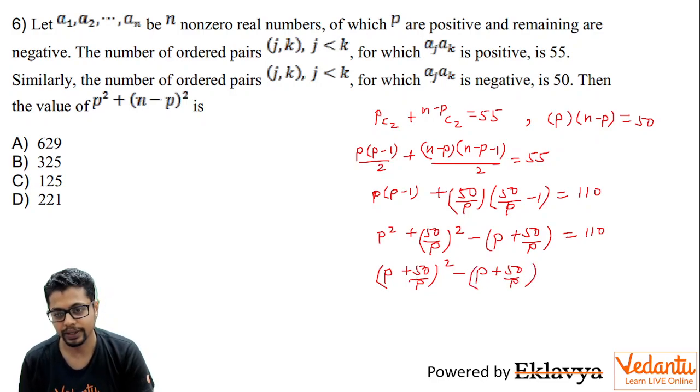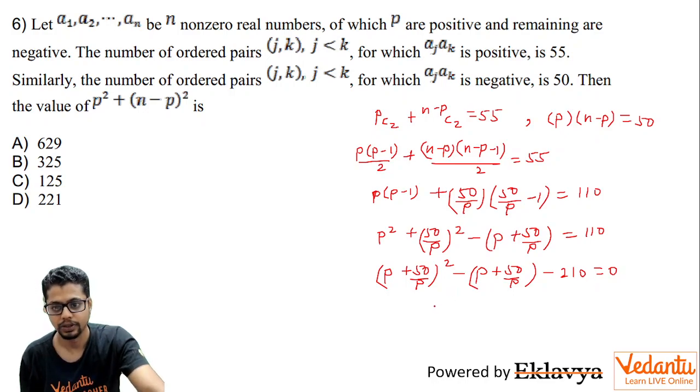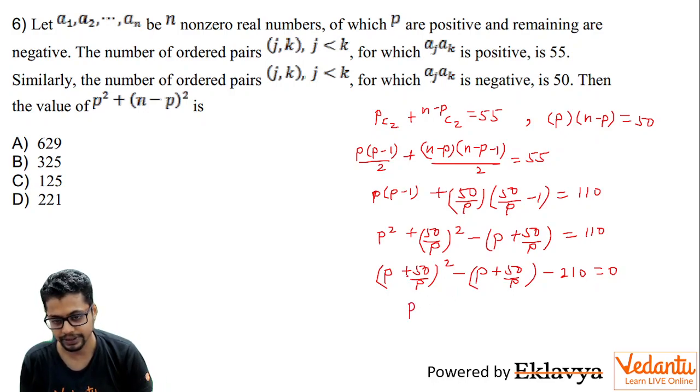Yeah, so what you get is plus 100, so we'll also do minus 100, and minus 100 minus 110 is what? Minus 210 equal to 0. So you have t square minus t minus 210 equal to 0. So here, if I see this as a quadratic in p plus 50 by p, p plus 50 by p can either be 15 or minus 14. So p plus 50 by p definitely would not be minus 14. It has to be 15 only.